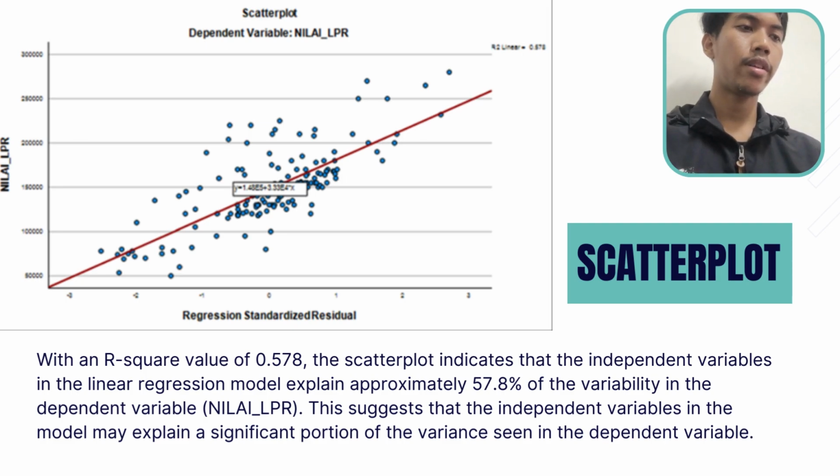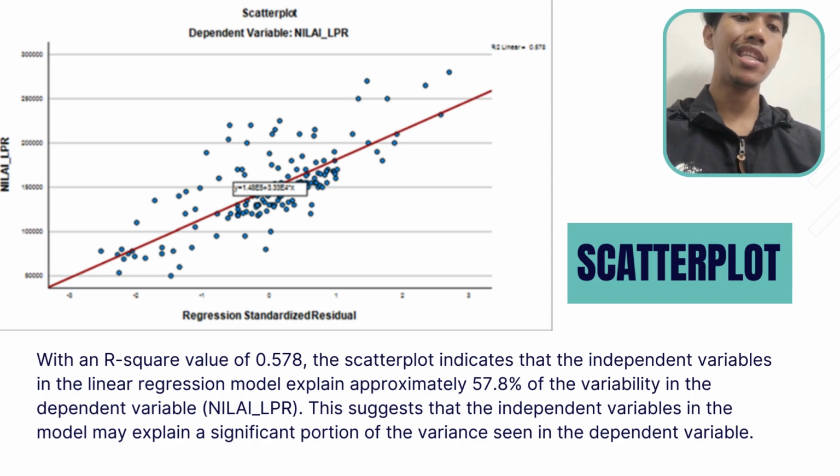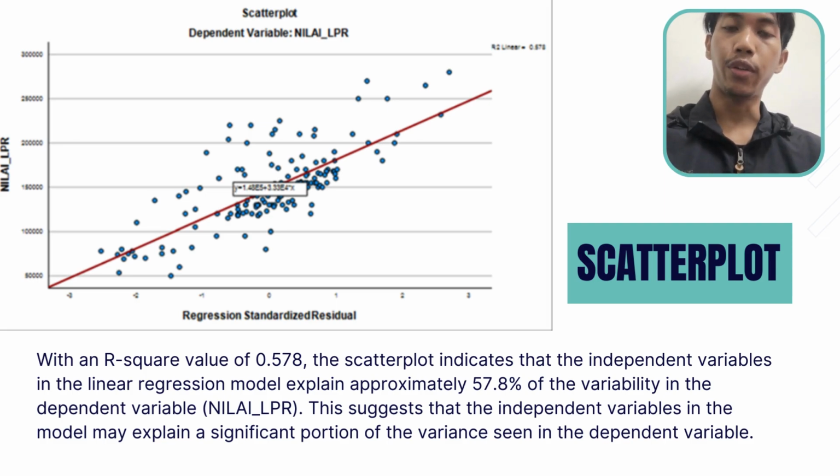Next, for the model summary of a double-story terrace house, the R square value obtained from the multiple regression model was 0.606. This indicates that the combined impacts of luas lot, luas lot bangunan, and pajakan can explain 61% of the variance in the nilai LPR. It shows a moderate fit, implying that nilai LPR may also be influenced by other factors not included in the model.